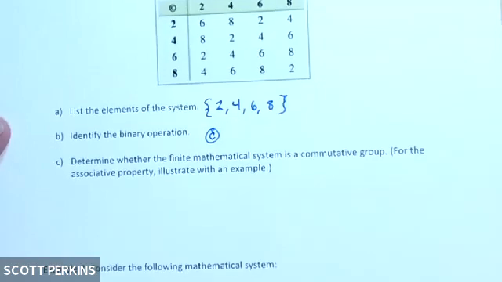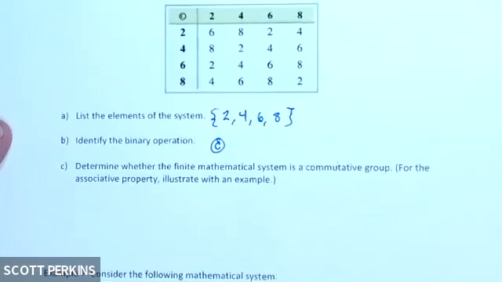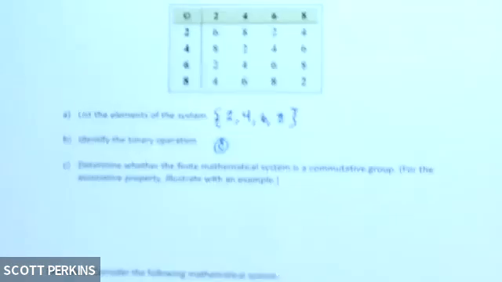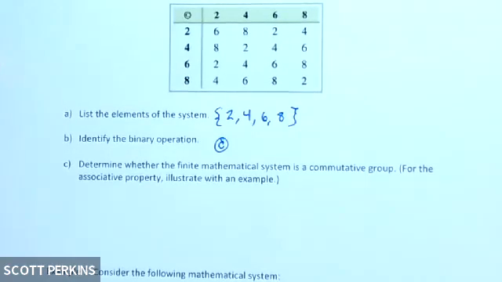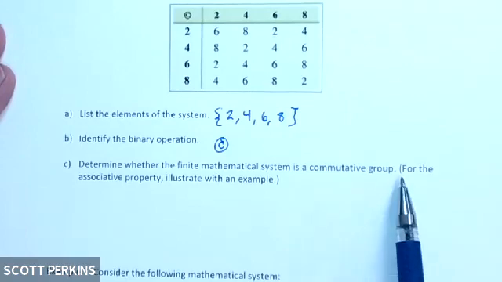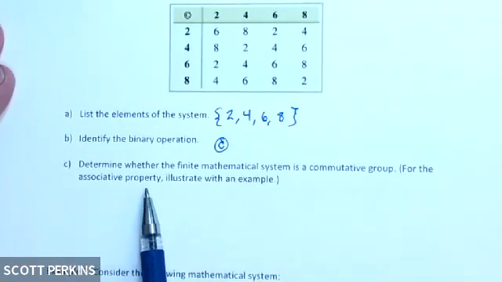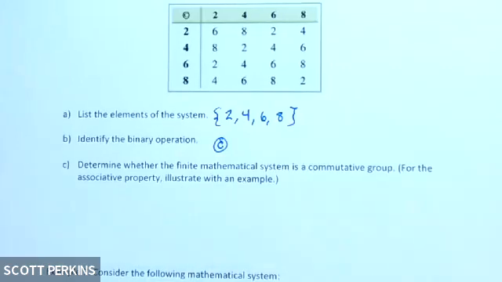So now we're going to go through one thing at a time, and we're going to determine, is this a commutative group? And my instruction says just what I mentioned earlier. For the associative property, just illustrate with an example. You can always assume something's associative unless I tell you it's not, because that again is very hard to prove.